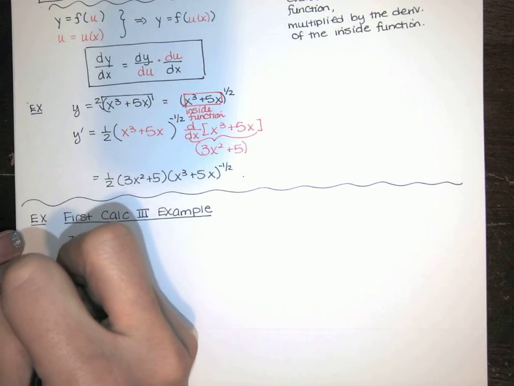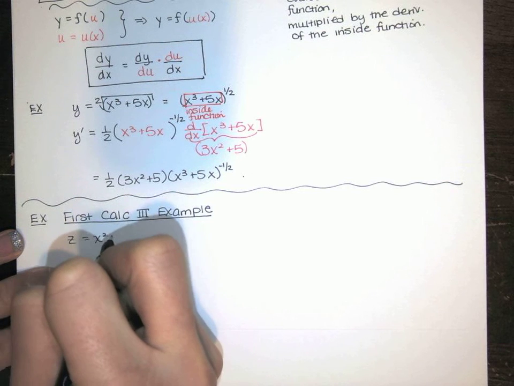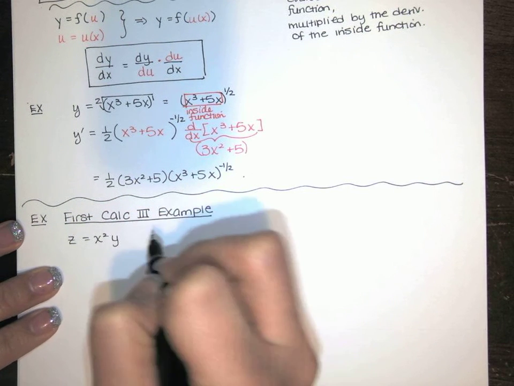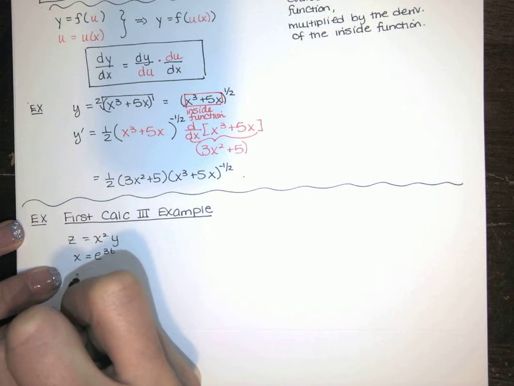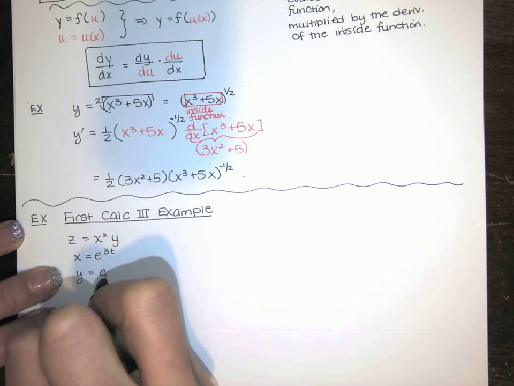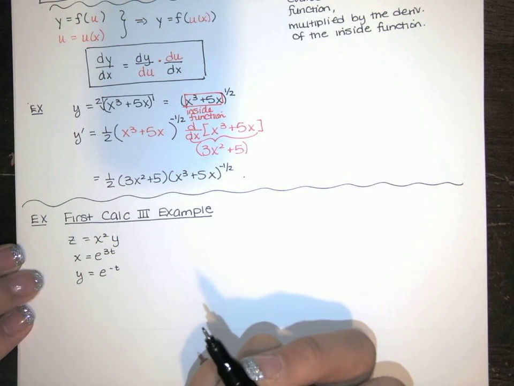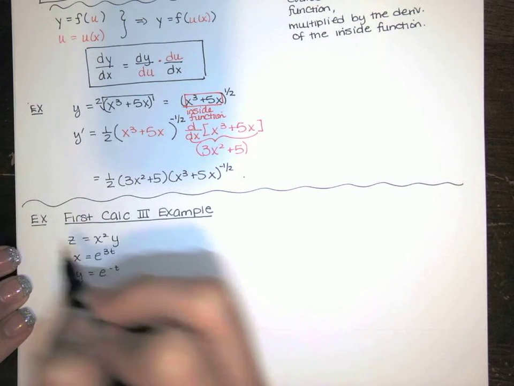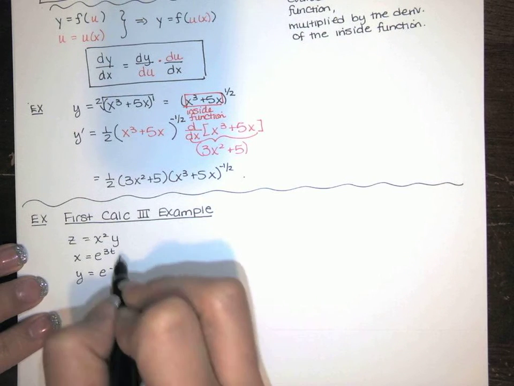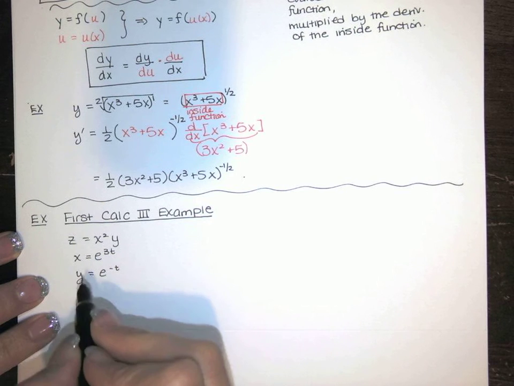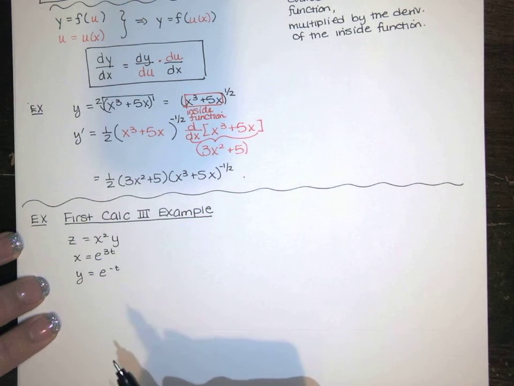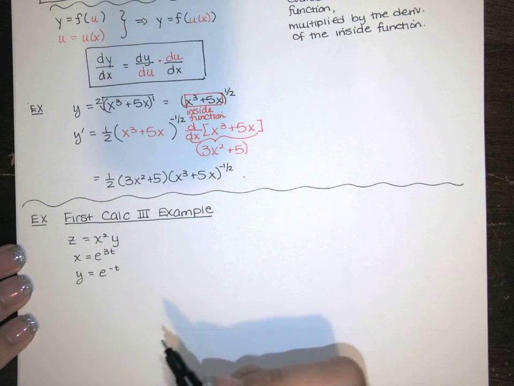So let's say that z is given by x squared times y, and x is e to the 3t, and y is e to the negative t. If you put these pieces together, replacing x with e to the 3t and replacing y with e to the negative t, z is now a function of t.